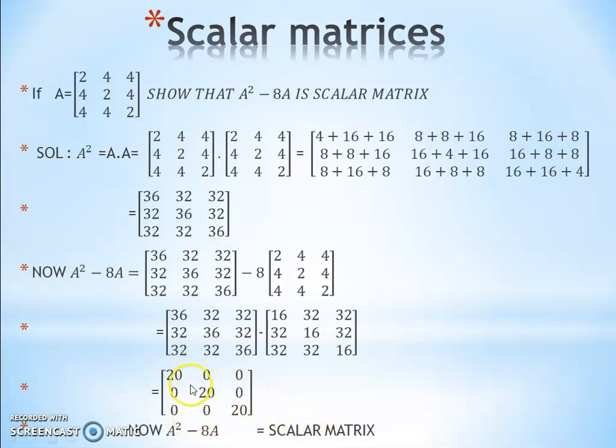That is called a scalar matrix if all diagonal elements are the same. So we better understand if we multiply the same matrix 2, 4, 4, 4, 2, 4, 4, 4, 2 to get A square minus 8A. So we derive the final answer in the form of a scalar matrix. So we cover today's lecture.